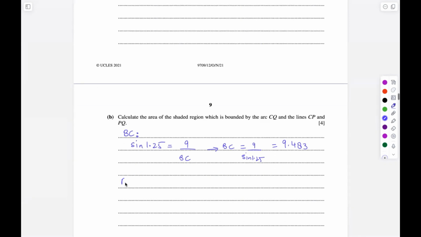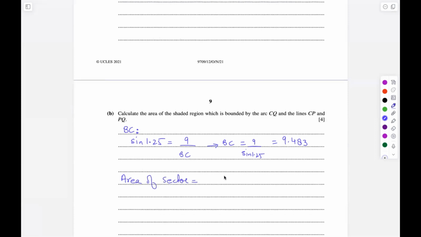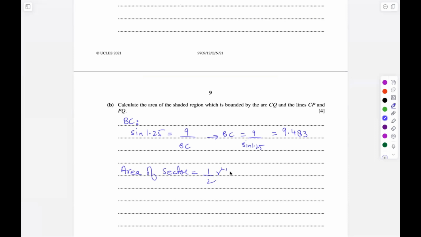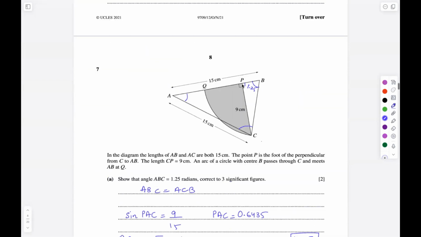So the area of the sector is given by half r squared theta. As the radius is 9.483, this will be 1 upon 2 into 9.483 squared multiplied by the angle theta, which is 1.25. Substituting this in the calculator, the area of the sector will be 56.207 centimeters squared.